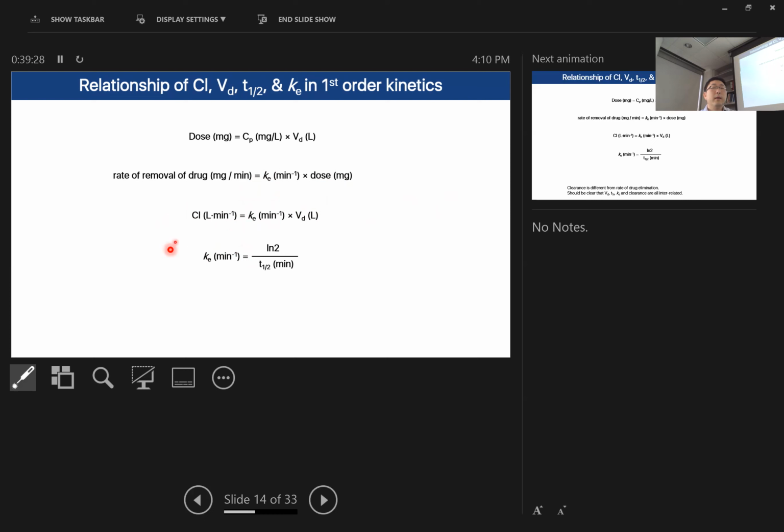Ke, the elimination rate constant, equals natural log 2 divided by half-life, or half-life equals natural log 2 divided by Ke.